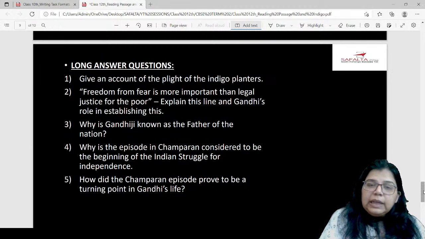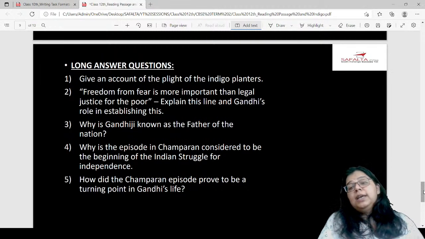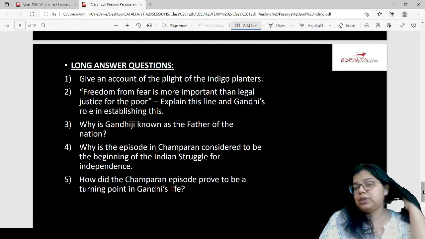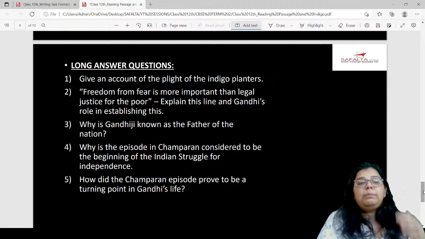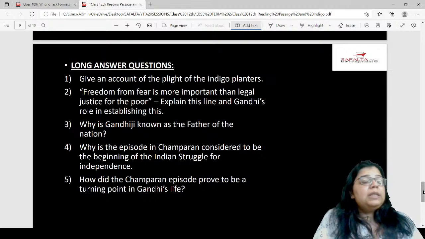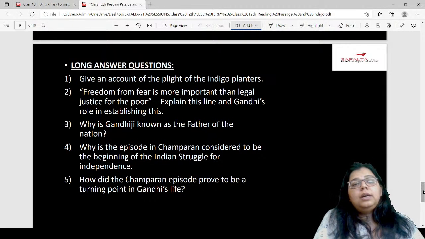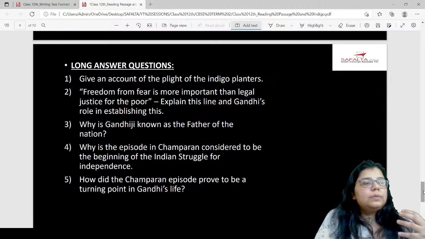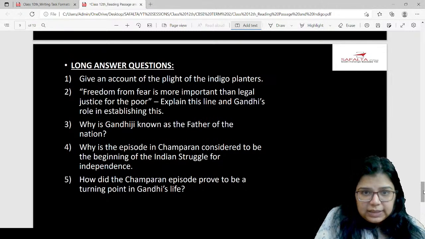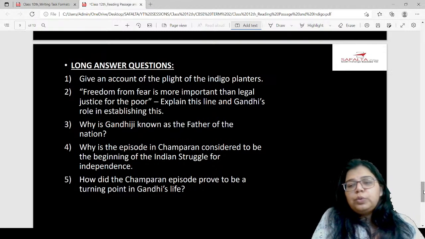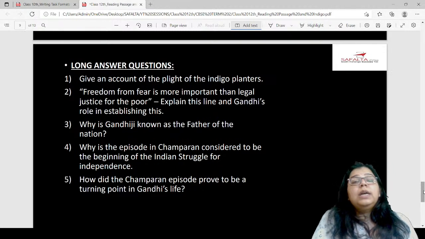Explain this line and Gandhi's role in establishing this. So we just discussed that for Mahatma Gandhi, this struggle was never about a financial struggle. He understood from the very beginning that the peasants were so fearful of the British landlords and the British system in general that they did not have the courage to stand up for themselves. Had they done that, of course, all of this would not have happened. But they were so fearful that they could not do anything about it.